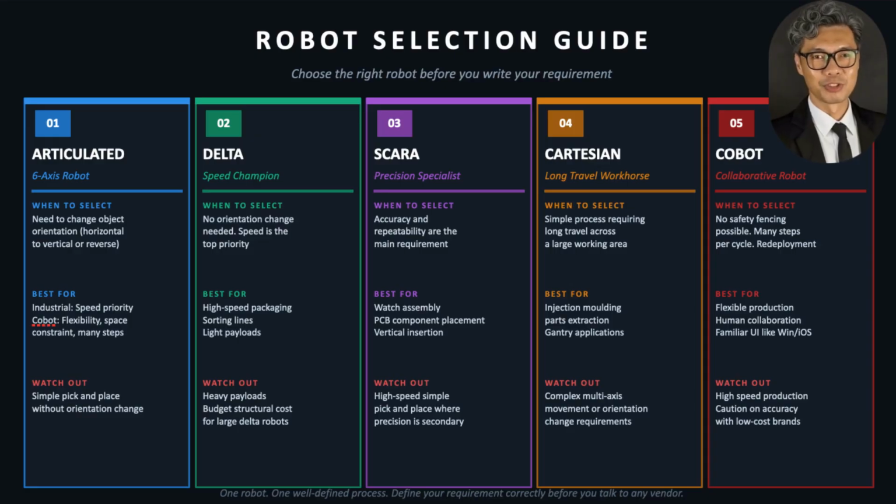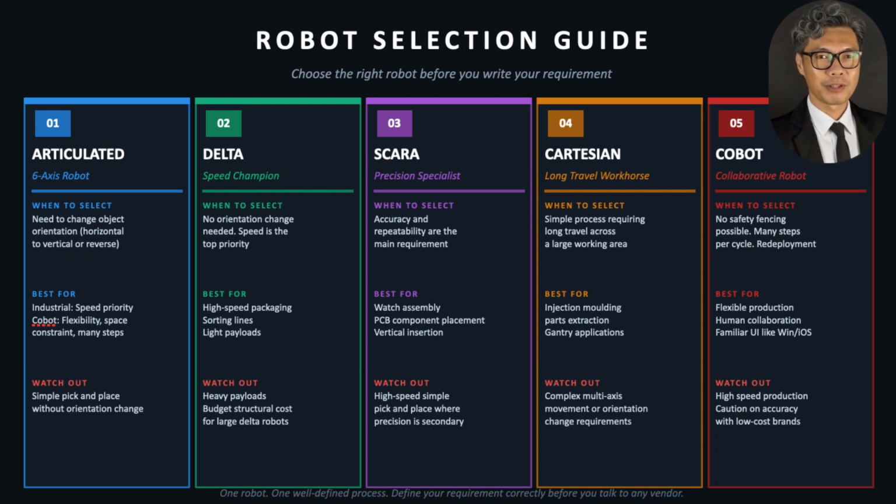Here is the selection logic in plain terms. Does your process require changing the object's orientation? Start with an articulated robot, then decide between an industrial robot for speed or a cobot for flexibility and safety. Does your process not require orientation changes and is speed the top priority? Select a Delta robot. Is accuracy and repeatability the main concern? Select a SCARA robot. Is the process simple and does the robot need to cover a large area? Select a Cartesian robot.